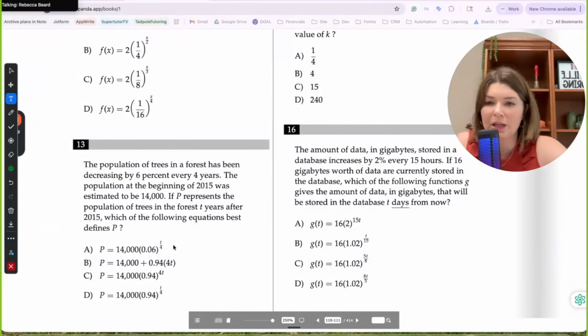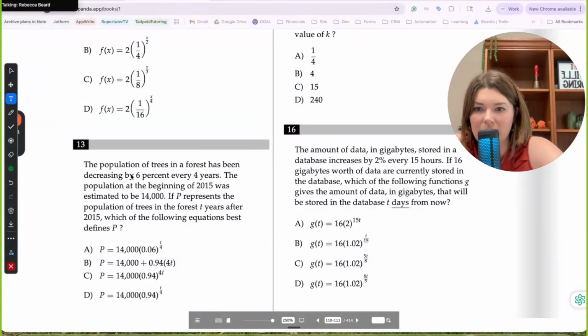So first big wrong is when it's saying decreasing by 6%, and on A you put 0.06, that is actually decreasing by 94%. So A is big wrong. You have to think of it kind of like you're subtracting from 100%. And then B is set up incorrectly with these exponential formulas. You need to be using multiplication, so that's wrong.